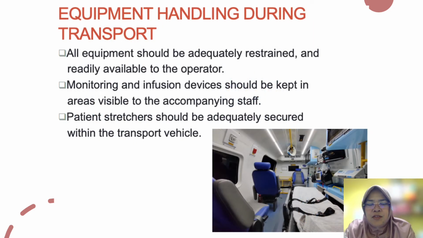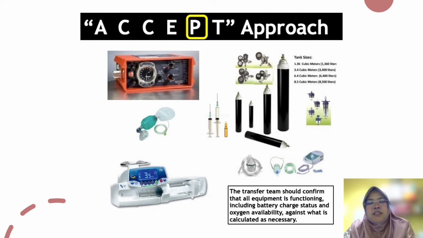For equipment handling during transport, all equipment should be adequately restrained and readily available to the operator. Monitoring and efficient devices should be kept in areas visible to the accompanying staff. And patient stretchers should be adequately secured within the transport vehicle to prevent injury to the patient whenever the driver presses an emergency brake. So the transfer team should confirm that all equipment is functioning, including battery charge status and oxygen availability.